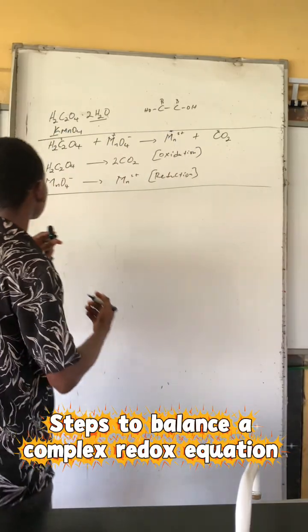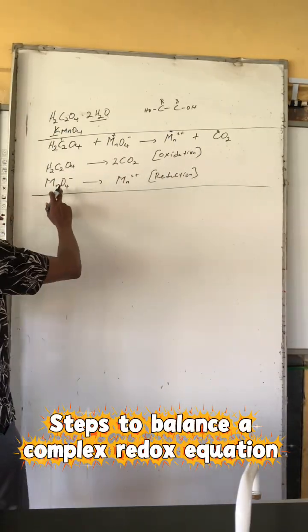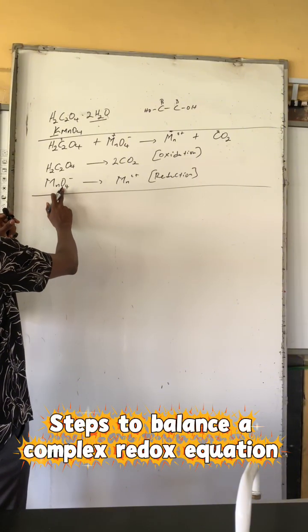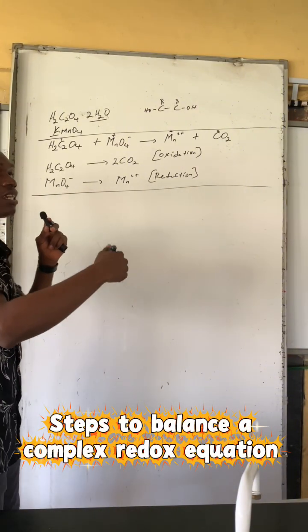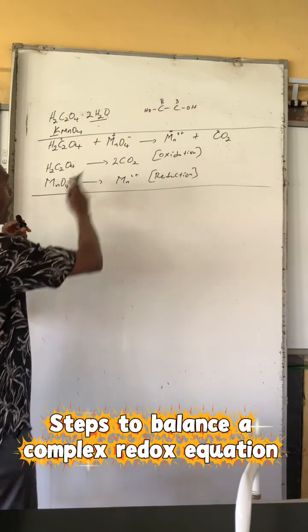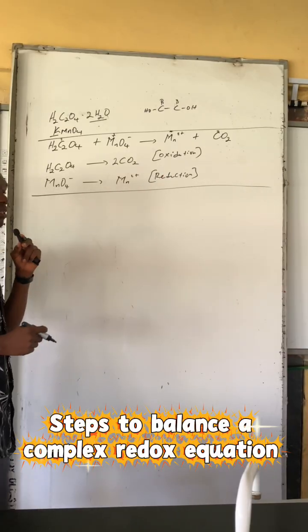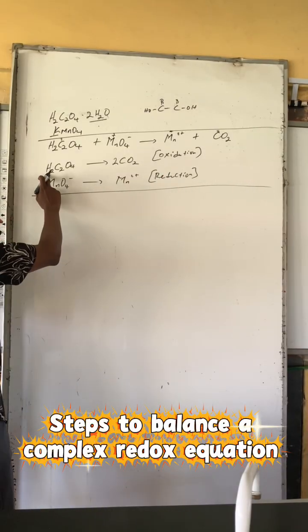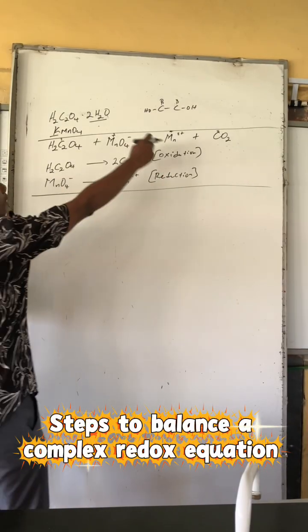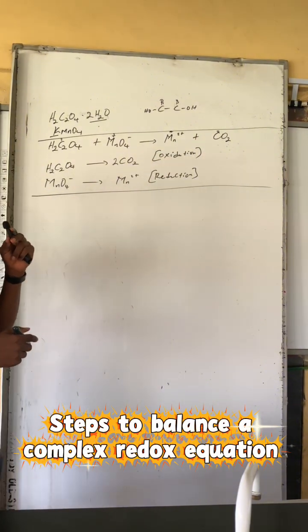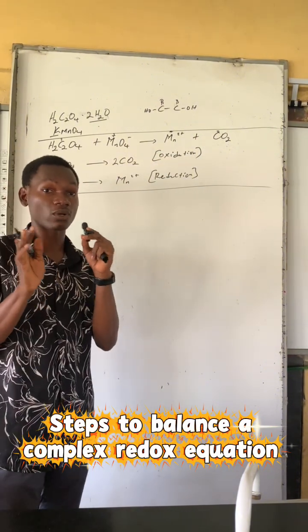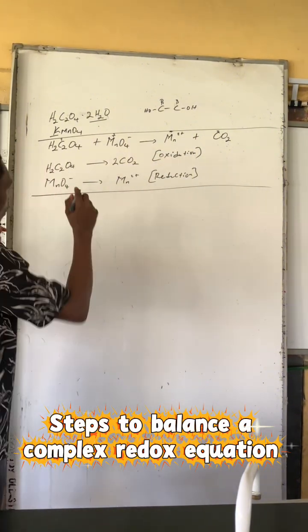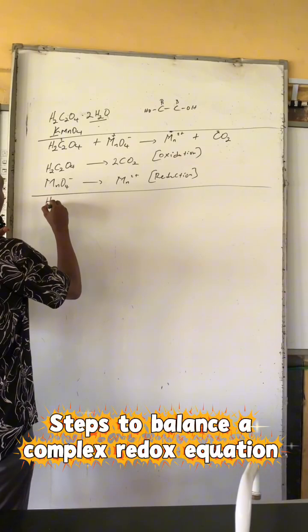Let's take, for example, we have 4 oxygen here. It means that we have to add the appropriate water molecule, meaning we have to add 4 water molecules on this other side. We have 2 hydrogen here, so we simply add 2H plus on the other side. That is how to balance for hydrogen and oxygen in a redox equation. Now let's put that into practice.